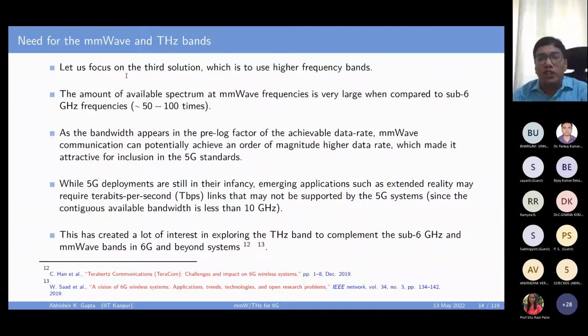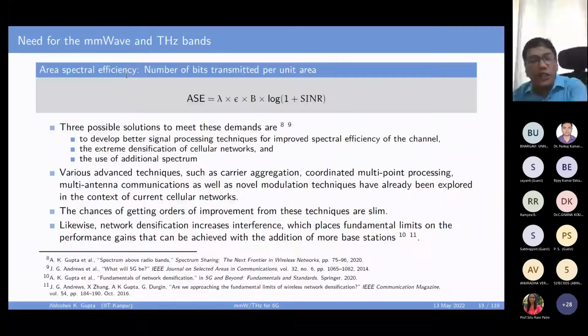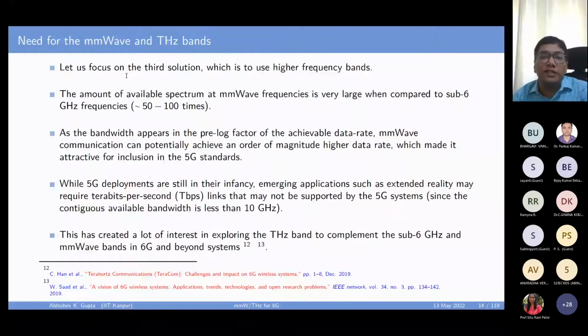That's why we said that when we move to millimeter wave frequencies, the amount of available spectrum is 50 or 100 times more. Normally, we talk about a 20 megahertz band in sub 6 gigahertz. Here, you can get around 1 or 2 gigahertz of bandwidth. And note that this bandwidth appears as the pre-log factor in this equation. So if you improve the SINR, that only improves things on the log scale, so it's not much gain. But if you can improve B, that directly multiplies the achievable rate, so it can give you a significant improvement in the data rate.